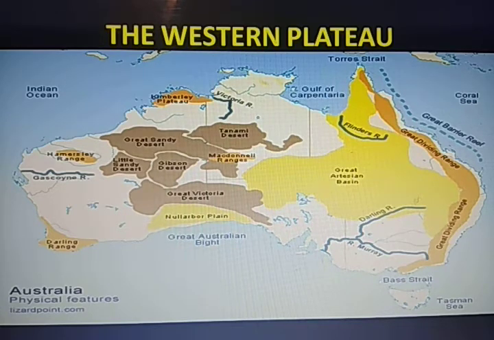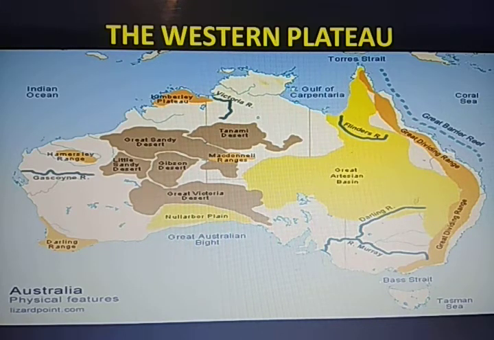Again, bordering the southern coast of Australia, we find a treeless region. This yellow part is the treeless region known as the Nullarbor Plain. The Nullarbor Plain is a treeless region on the southern coast of Australia, and it is a limestone plateau, mainly covered by dissolving limestone. So we basically find the deserts and the Nullarbor Plain in the Western Plateau.